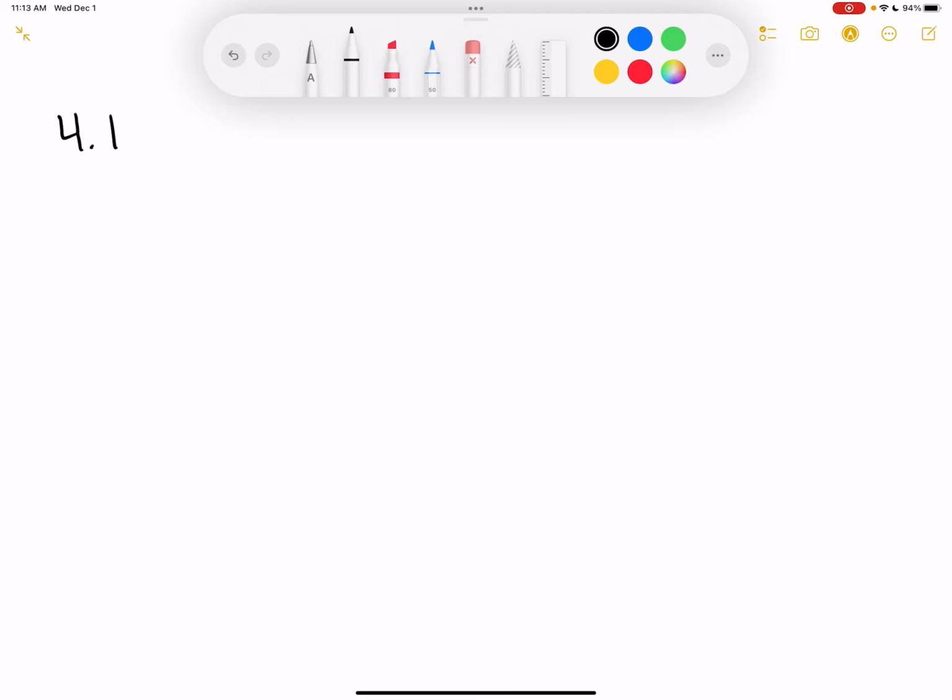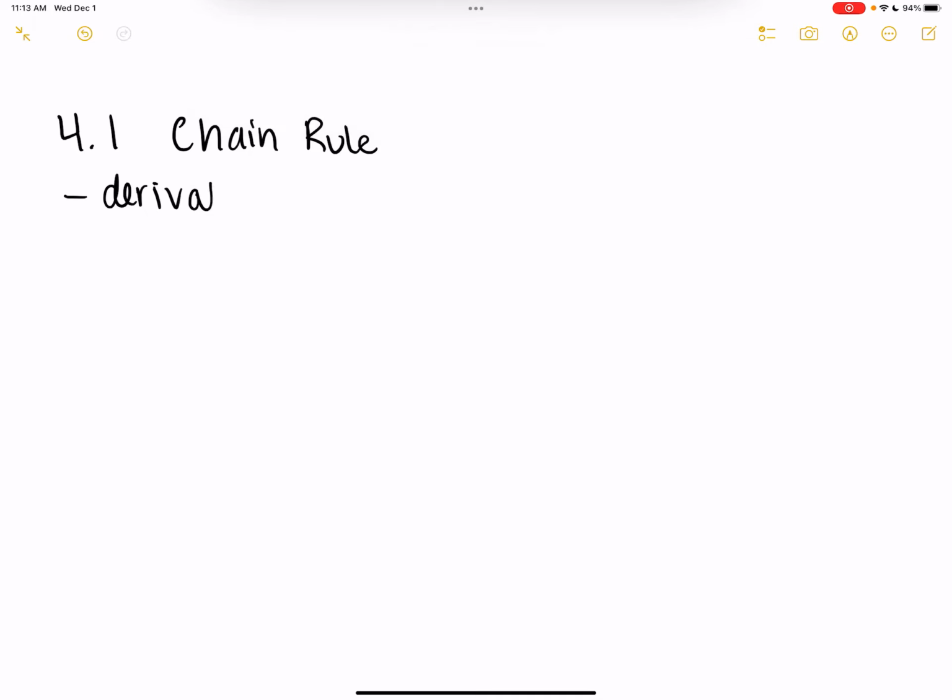All right, 4.1, chain rule. So essentially, this is taking the derivative of a composite function.